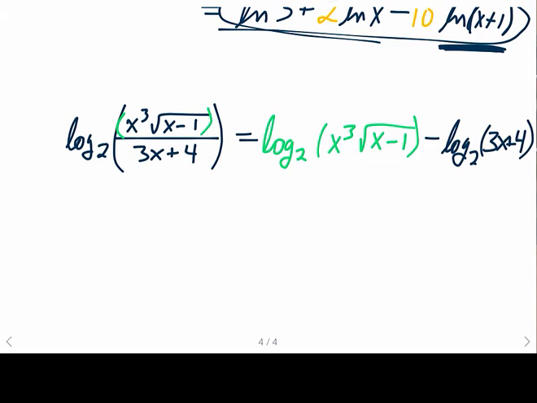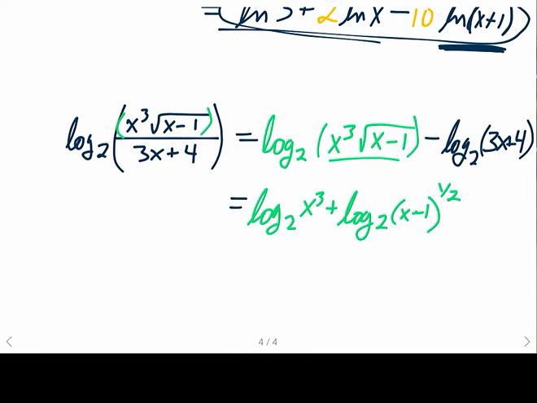That x cubed times the square root of x minus 1 is a product, and so I'll write that as the log base 2 of x cubed plus, I'm going to go ahead and think ahead here, log base 2 of x minus 1 to the 1/2 power. And then finish it off by saying minus log base 2 of 3x plus 4, if I can squeeze that in there. Good. Now I have a couple of exponents. Log base 2 of x cubed. That 3 should come out front.